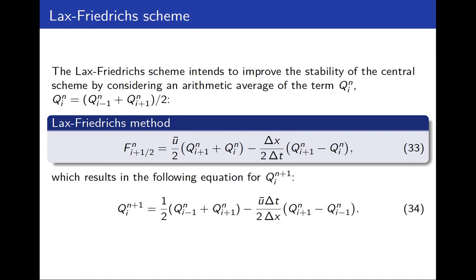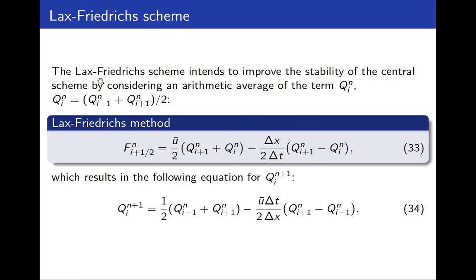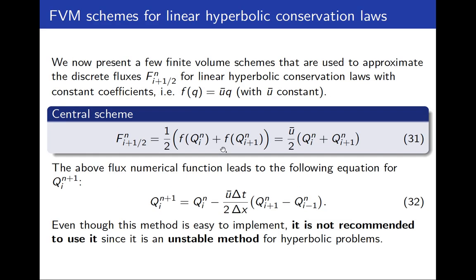Another, slightly better finite volume scheme is the Lax-Friedrichs scheme, which intends to improve the stability of the central scheme. The Lax-Friedrichs method will consider an arithmetic average of this value of Q that appears in equation 32. This arithmetic average is just the value in the left cell plus the value at the right cell divided over 2. And then considering this, you obtain this equation.